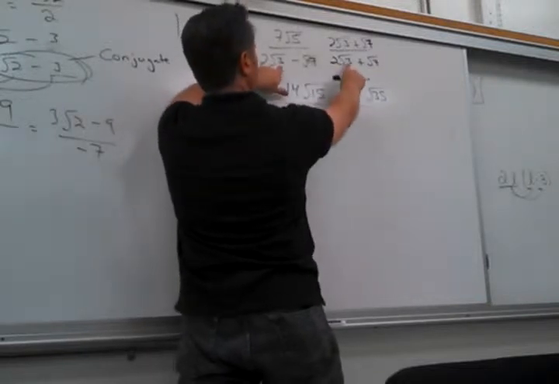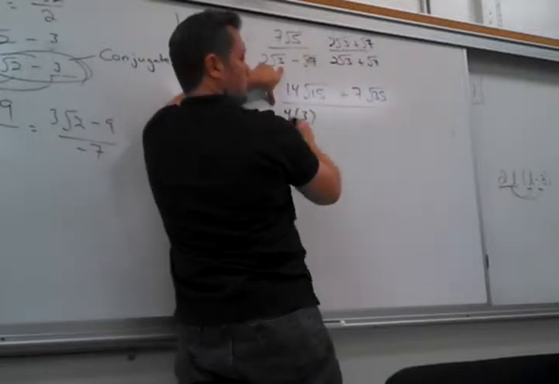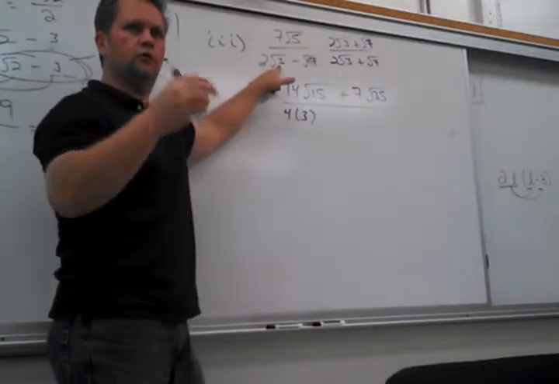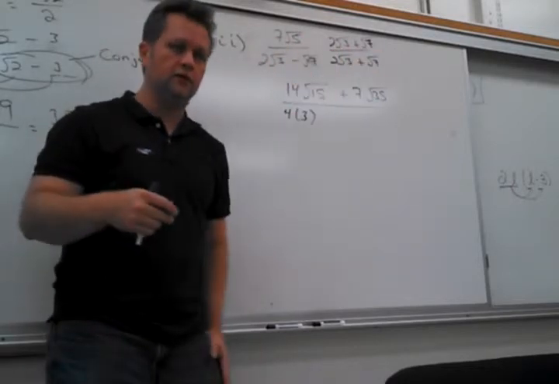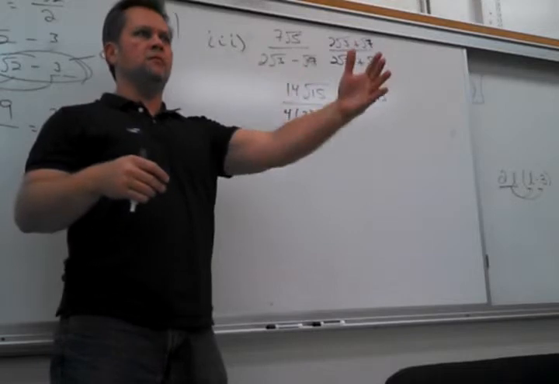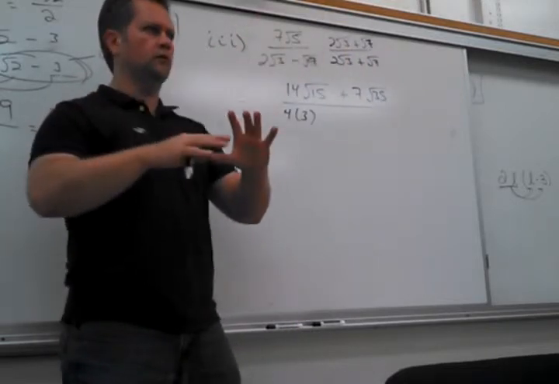4 times square root of 9, which is 3. I really want that to be kind of quick for us. Square root of 3 times square root of 3 is 3. Square root of 11 times square root of 11 is 11. Square root of m times square root of m is m, right? Shouldn't have to do any intermediate work.